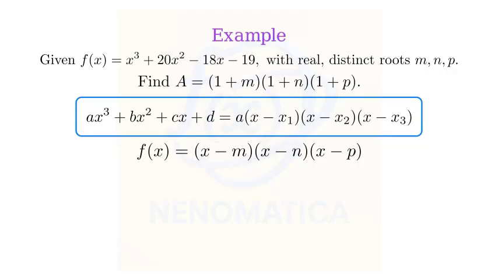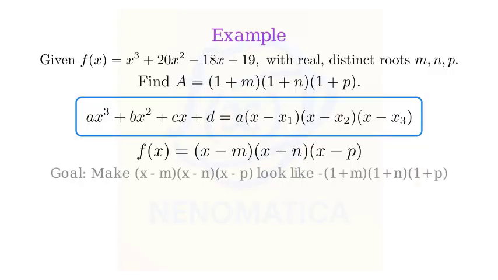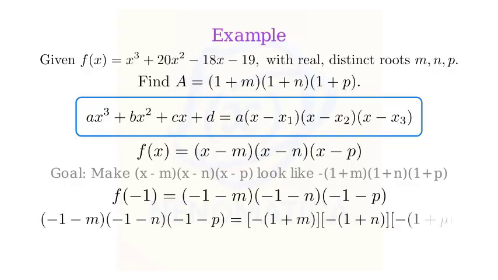A smart move is to substitute x equals negative 1. That way each factor x minus root becomes negative of 1 plus that root. Now factor a negative 1 from each parenthesis. The product of three negatives is negative. So f of negative 1 equals negative times the product of 1 plus m, 1 plus n, and 1 plus p, which is negative a.